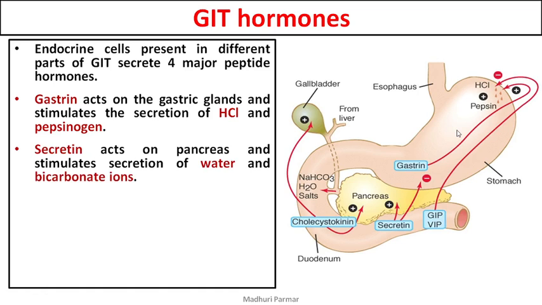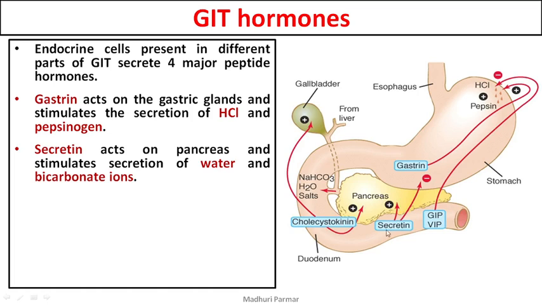Okay. The second hormone is secretin. Secretin acts on the pancreas. Here you can see the pancreas, so it is acting on the pancreas. You can see the plus sign. It will start the release of water and alkaline fluid, which is bicarbonate ions, from the pancreas.